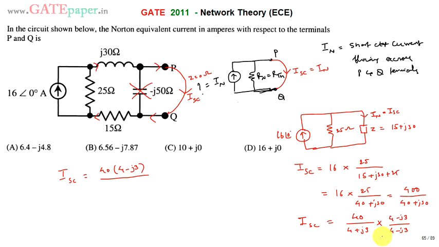The formula gives A square plus B square. A square is 4 square, that is 16, plus B square is 3 square, 9. 16 plus 9 is 25. So 40 by 25 is 1.6. So ISC is equal to 1.6 into 4, which is 6.4, minus 1.6 into 3, which is 4.8. So the short circuit current is 6.4 minus J4.8 amperes. So the right answer for this question is A. A is the right answer. Thank you.